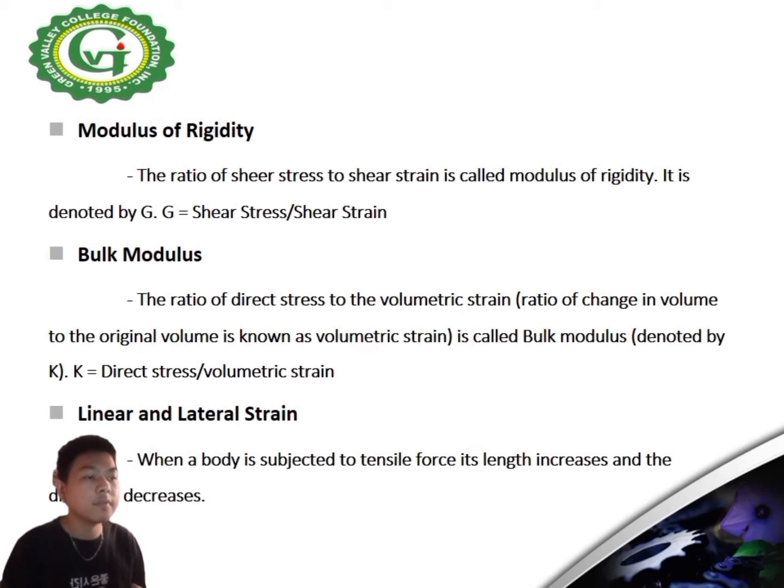Next is modulus of rigidity. The ratio of shear stress to shear strain is called modulus of rigidity. It is denoted by G. So G is equal to shear stress over shear strain.